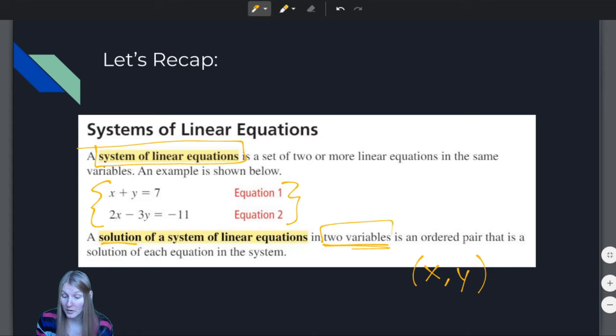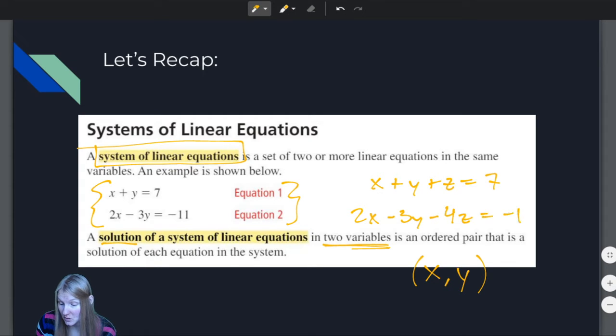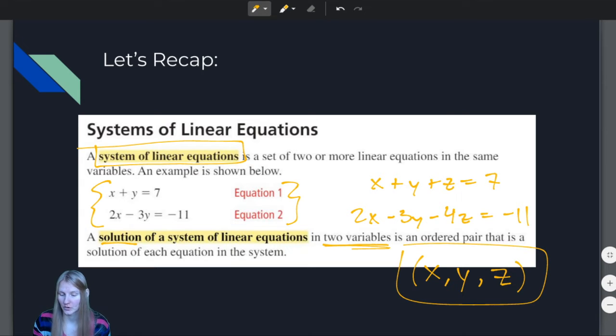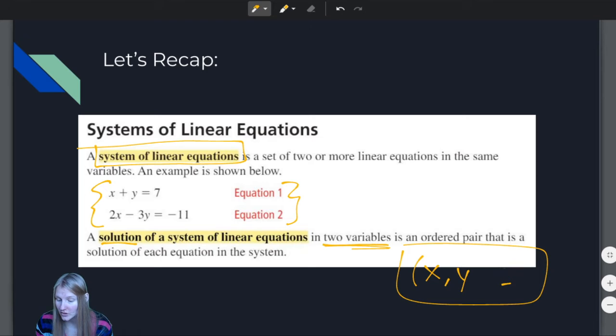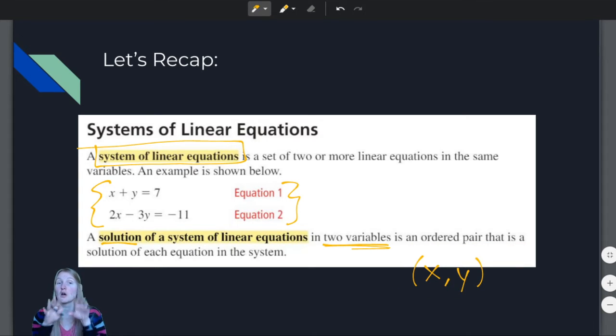Now, if you have more than two variables, like x plus y plus z equals 7, and 2x minus 3y minus 4z equals negative 11, well then we would need another point in this ordered pair. We would need x, y, and z in our solution. So for our purposes, we are just going to be talking about two variables. Three variables, you'll get into that in multivariable calculus. But for now, we're in algebra. So we're going to be working with just two variables. Just x, just y. Keeping things simple.